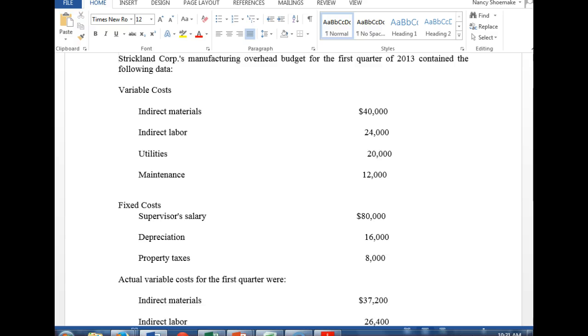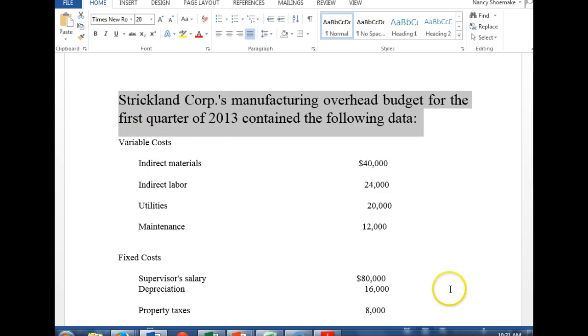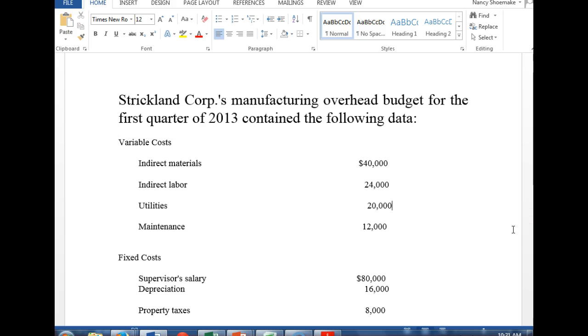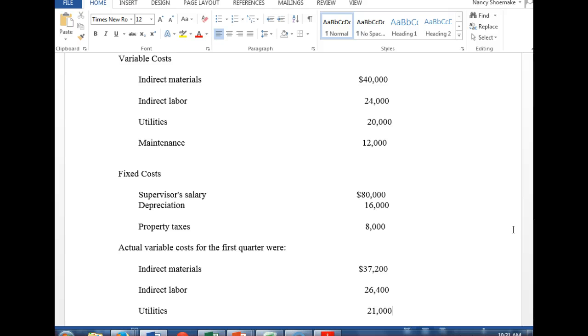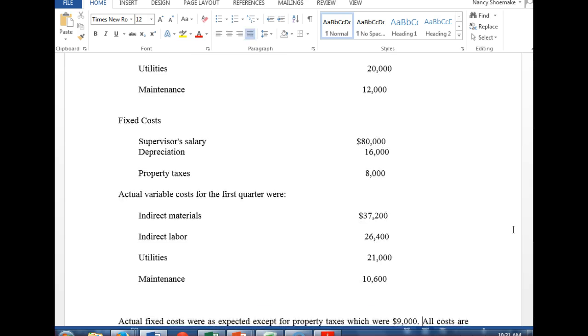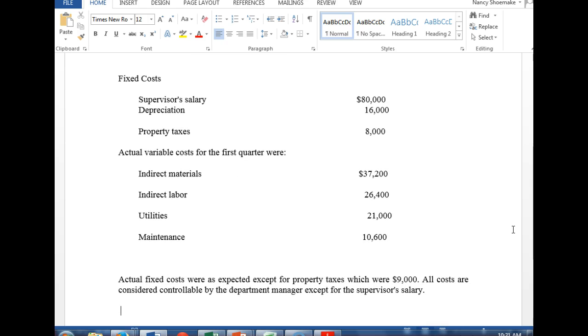Strickland Corporation's manufacturing overhead budget for the first quarter of 2013 contained all these variable costs. So we've got variable costs, indirect materials of $40,000, indirect labor of $24,000, utilities of $20,000, maintenance of $12,000. Then they give us supervisor's salary of $80,000, depreciation of $16,000, property taxes of $8,000.